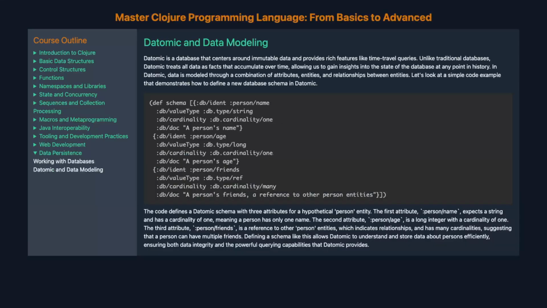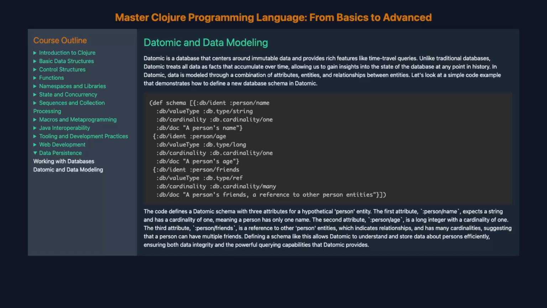Datomic and data modeling. Datomic is a database that centers around immutable data and provides rich features like time travel queries. Unlike traditional databases, Datomic treats all data as facts that accumulate over time, allowing us to gain insights into the state of the database at any point in history. In Datomic, data is modeled through a combination of attributes, entities, and relationships between entities. Let's look at a simple code example that demonstrates how to define a new database schema in Datomic.